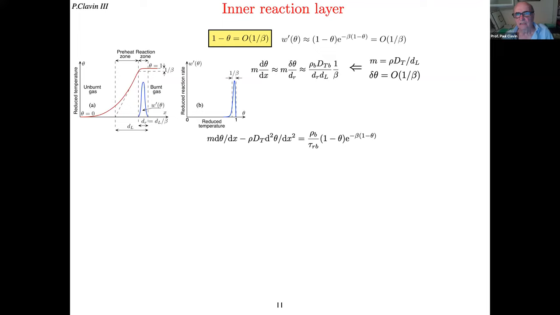And the variation of theta here, this is something that one has to anticipate, as this is of order 1 over beta. Why is this variation 1 over beta? It is because the slope here is going to be of order unity, in such a way that the difference of temperature in this small reaction zone is small, of order 1 over the activation energy. This is a key point. So now, because you know the expression of M from the external solution, which is written here, it is rho b dt divided by dl. Delta theta is 1 over beta, and dt here. Okay, good. This is the first term.